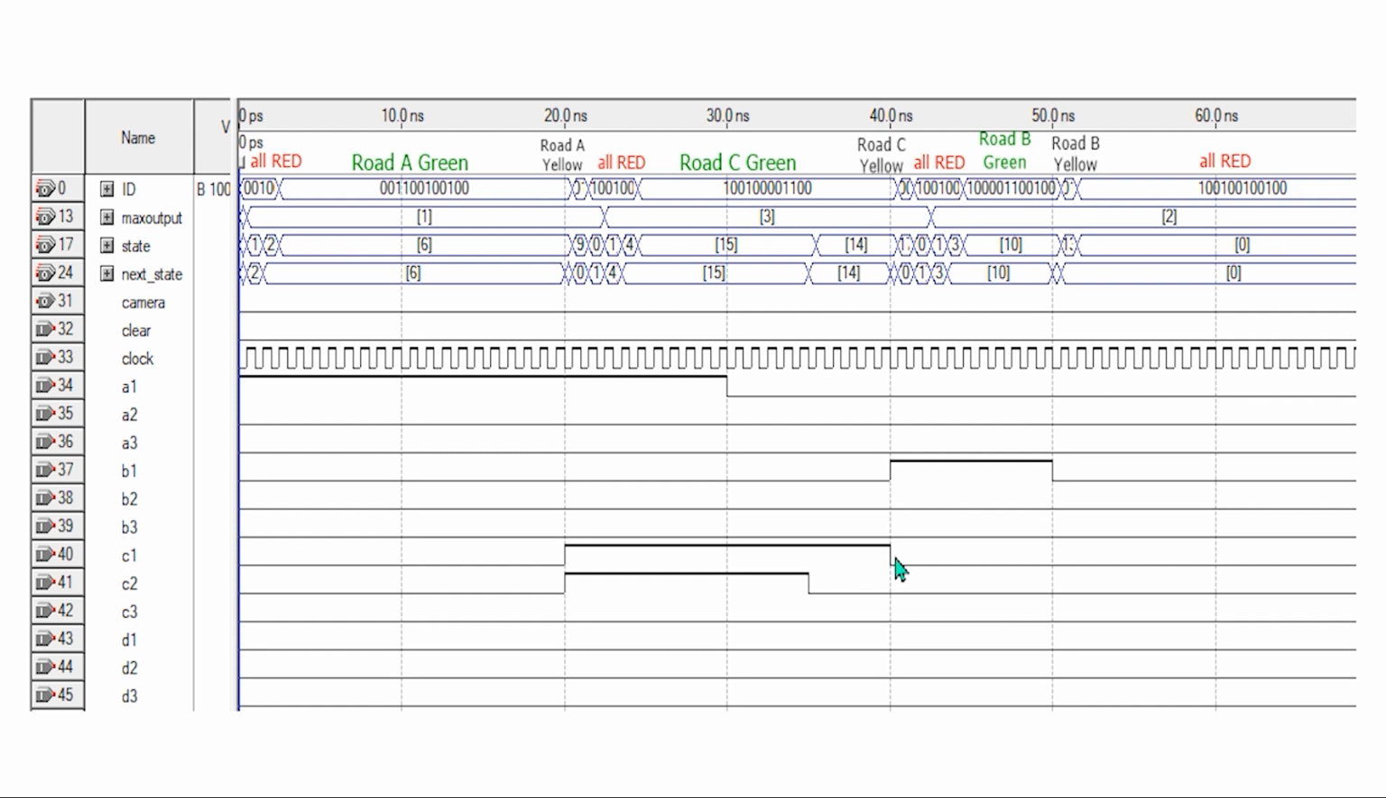So traffic is cleared at road C. Road C gets yellow signal, then red. And at this point, road B gets green signal.